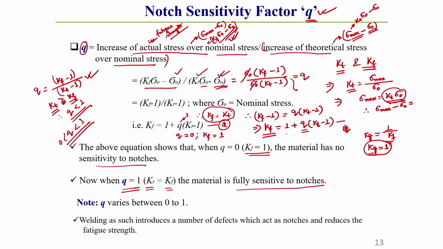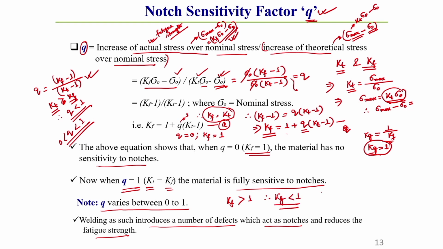Generally Kf value is always lesser than Kt value for an actual specimen, where there is some notch effect. So that is why I have written that Q value varies between 0 to 1. Now, I have written another very important point. Welding as such introduces a number of defects which act as notches and which reduce the fatigue strength, because due to this notch sensitivity effect your Kf value is coming greater than 1 and then Kg value will be less than 1.